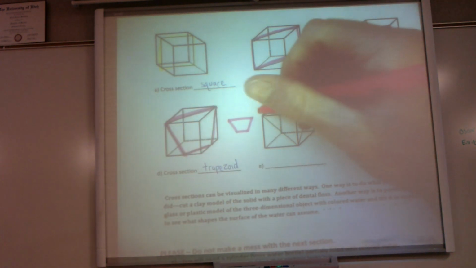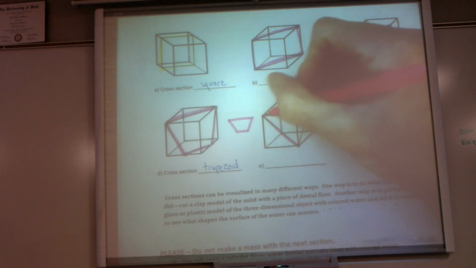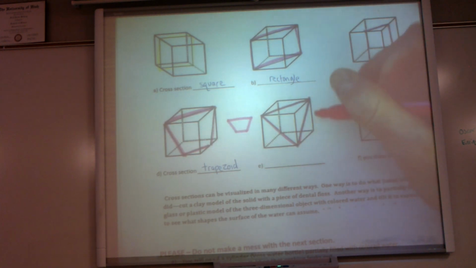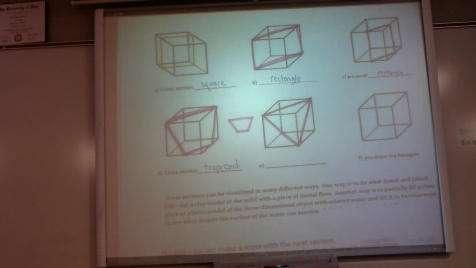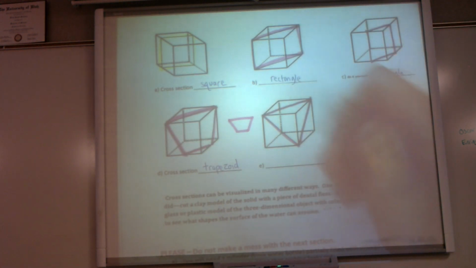Next one, now we're going through 3 of the vertices. And that also intersects 3 of the faces. What does that make? It's called a triangle.